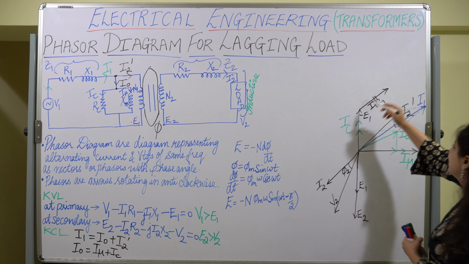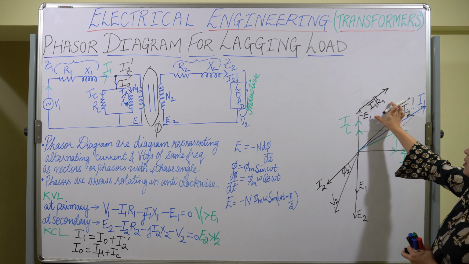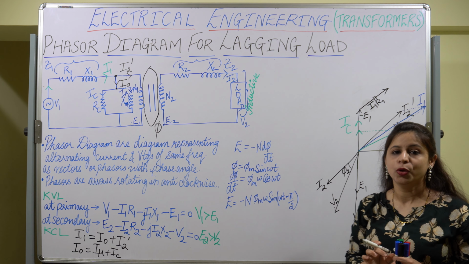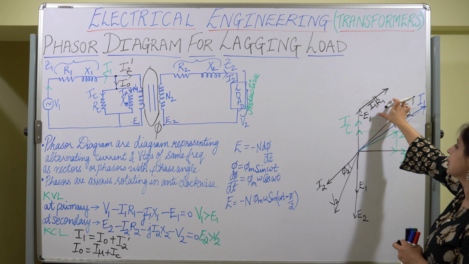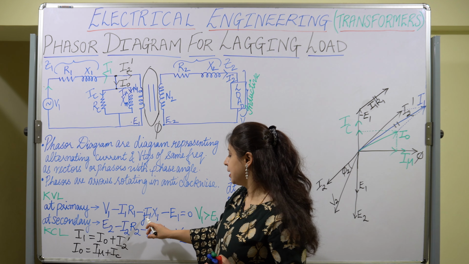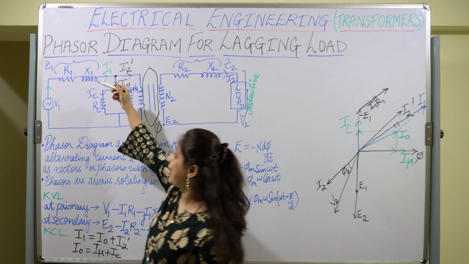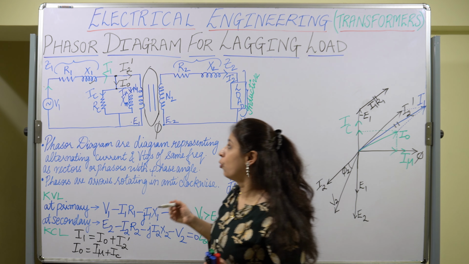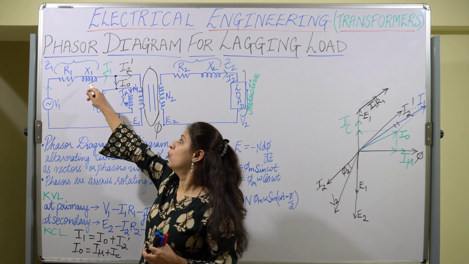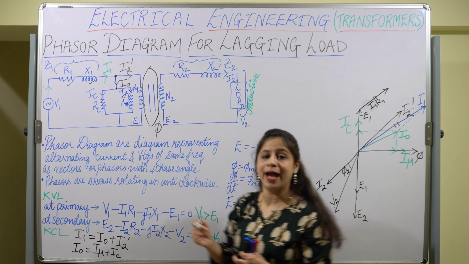So this is representing our I1. That means the voltage across the resistance R1. Now the next quantity is the voltage across the reactance X1. So the voltage, we have drawn this.